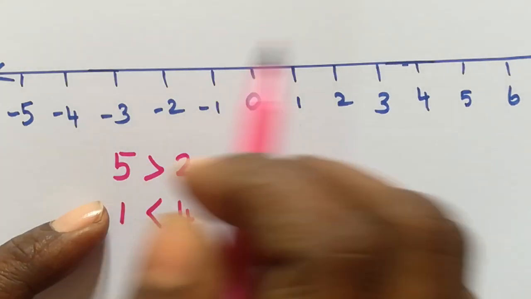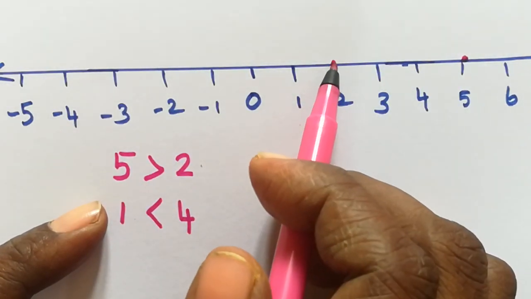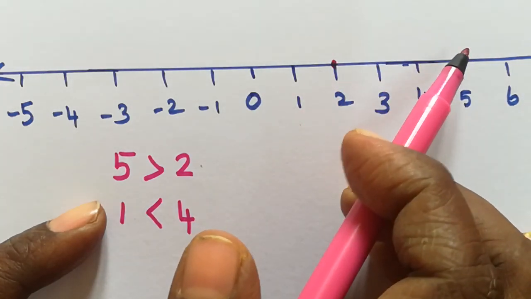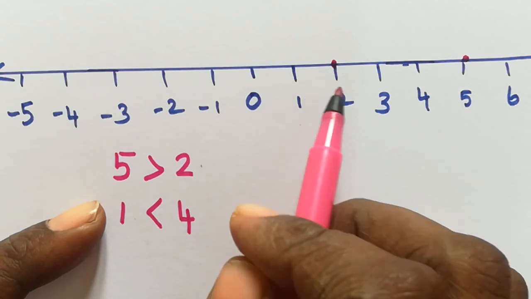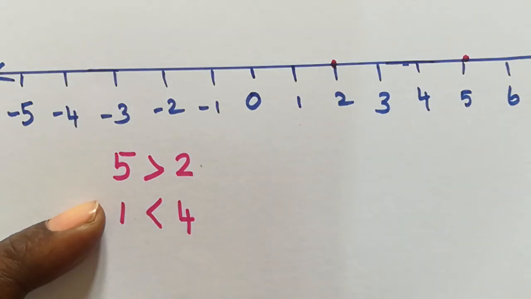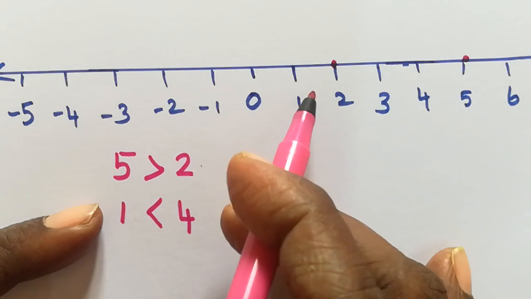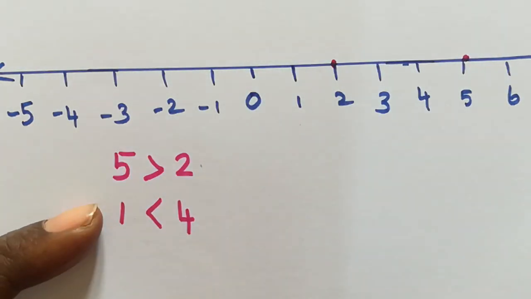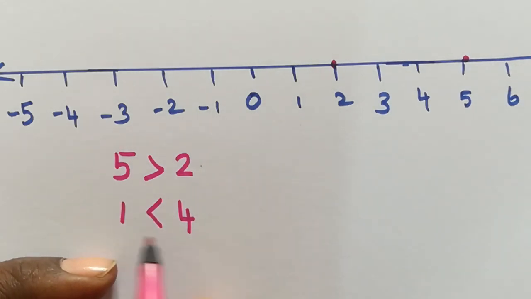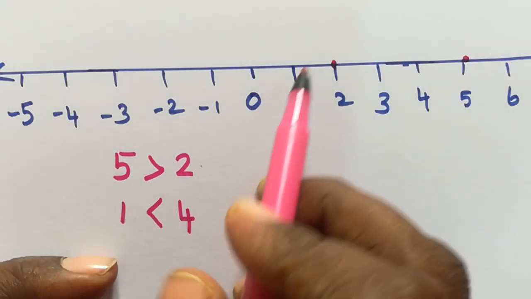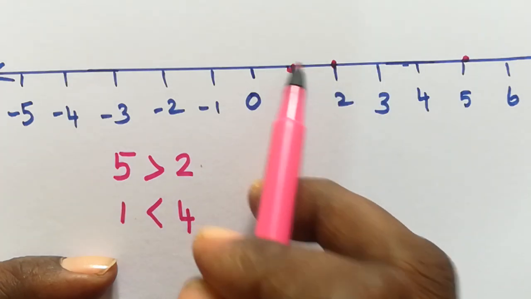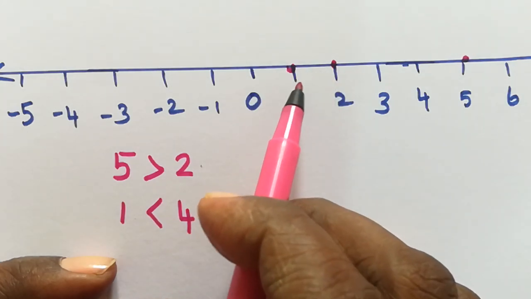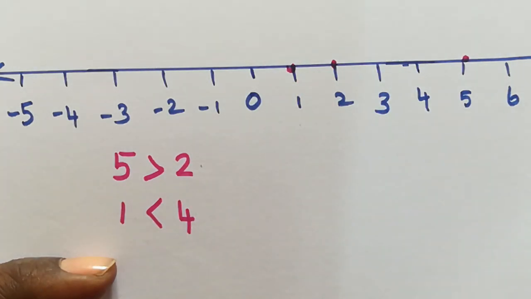We can see it in the number line also. 5 is here and 2 is here, isn't it? So 5 comes after the 2. That means 5 lies after 2, that is, it is on the right hand side, isn't it? When you compare 1 and 4, 4 is greater. So 4 is right of 1, isn't it? So 4 comes after 1.